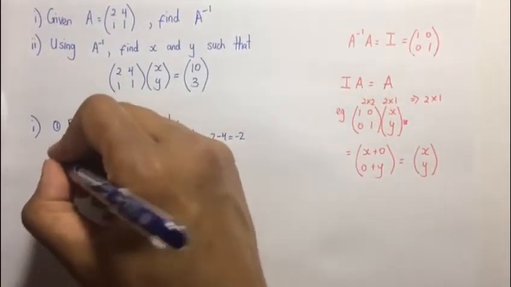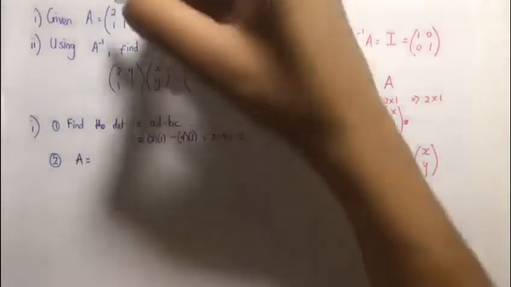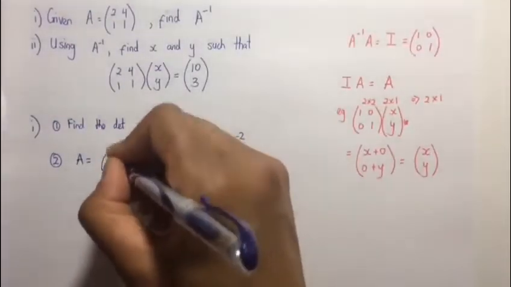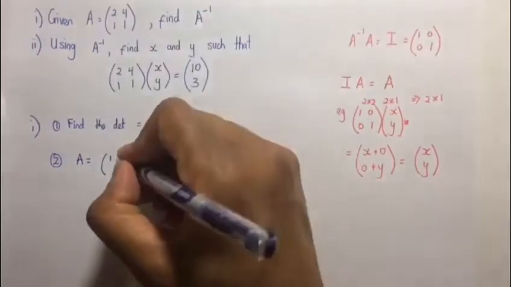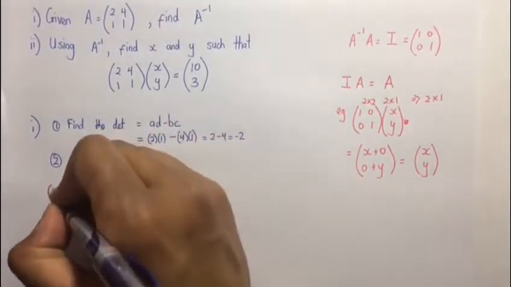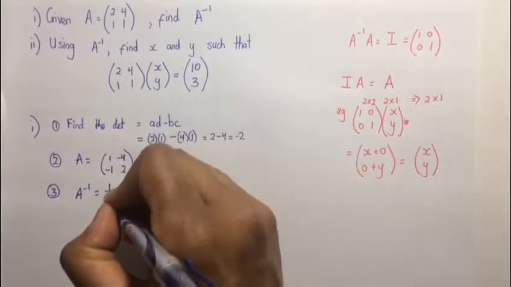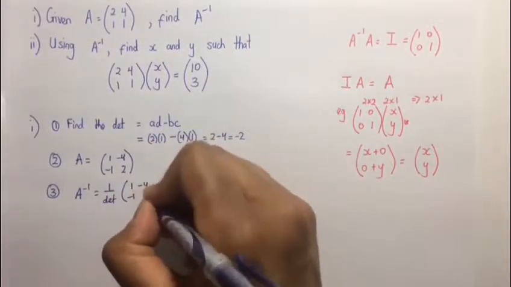Then the second step to find the inverse, we must change A such that we switch these two numbers, so that's 1, 2, and then we negate these two, so that's minus 4, minus 1. And the third step to find A inverse is equal to 1 over the determinant times this matrix, which is 1, minus 4, minus 1, 2.